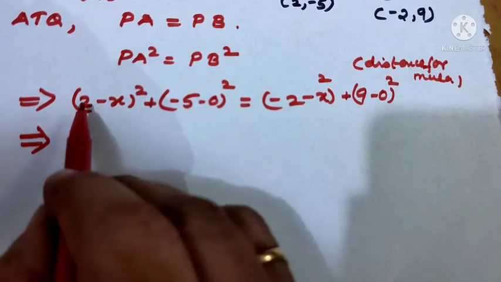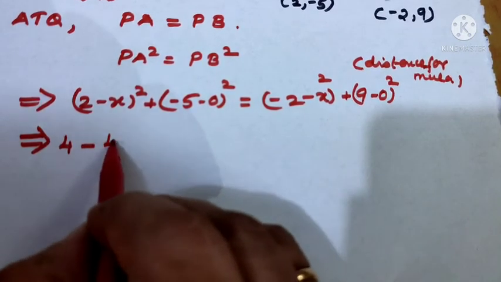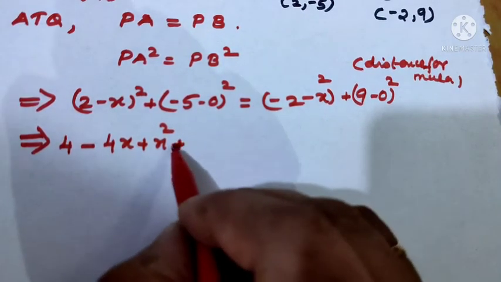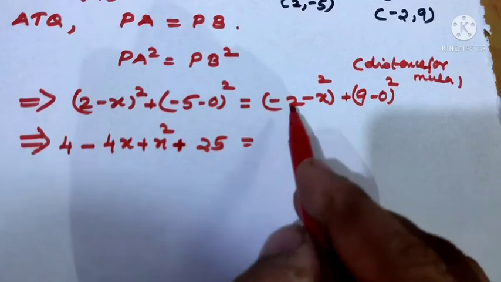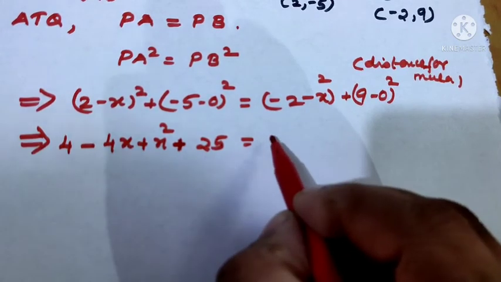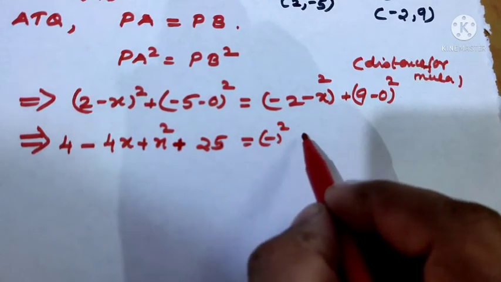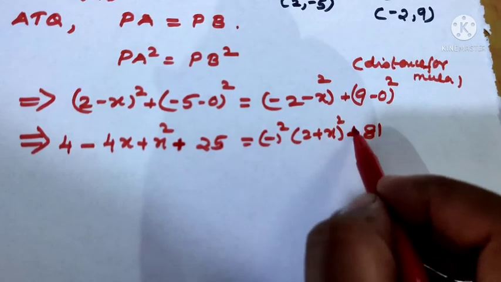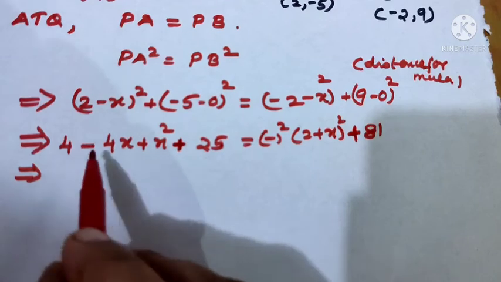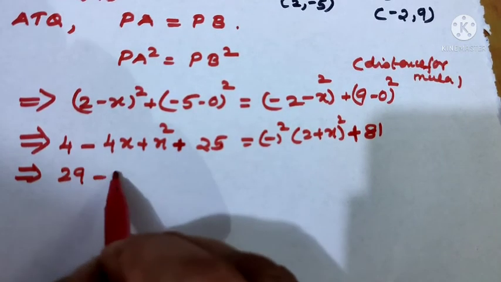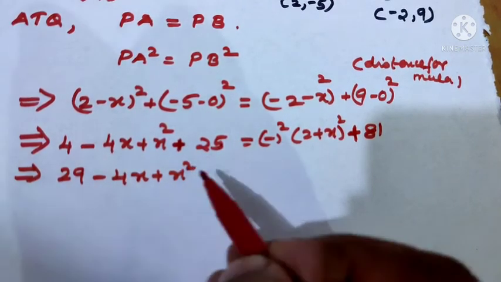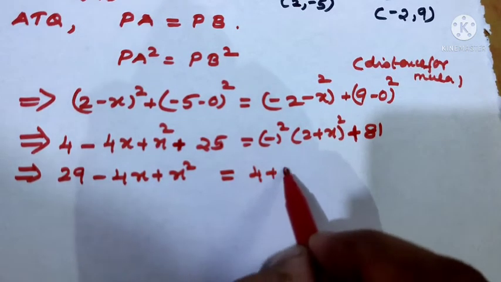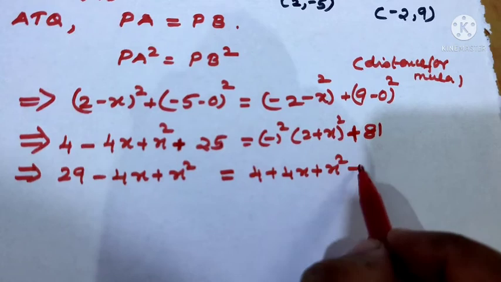A minus b whole square only, so 2 square is 4, middle term 4x, plus x square. Now minus 5 square, that is 25. Here I will take minus outside to avoid confusion. So minus 1 whole square, then (2 plus x) whole square will come. Next 9 square is 81. So 4 plus 25 is 29 minus 4x plus x square. Here minus whole square is plus only. Now expand this one: 4 plus 4x plus x square plus 81.